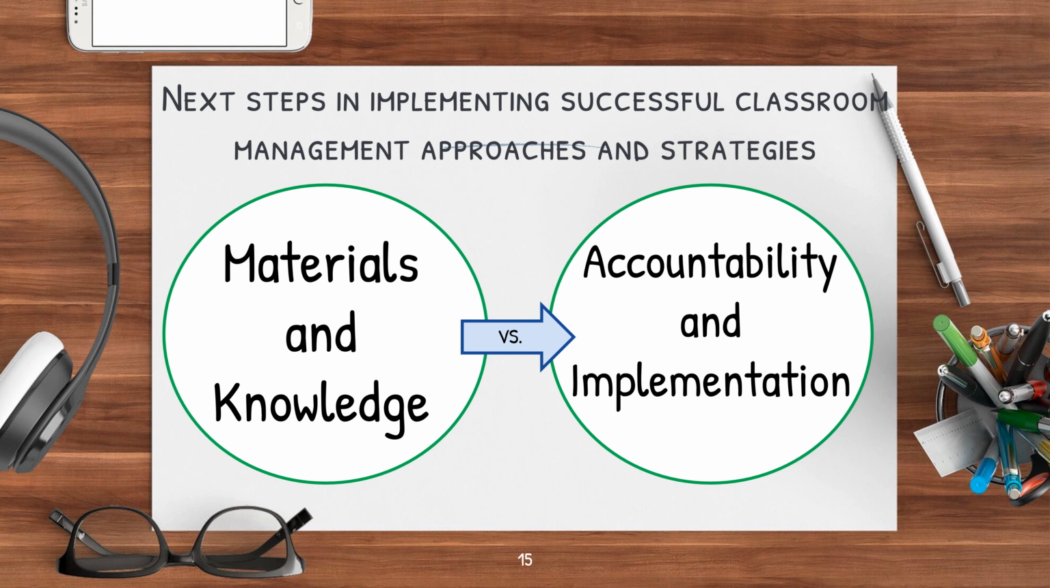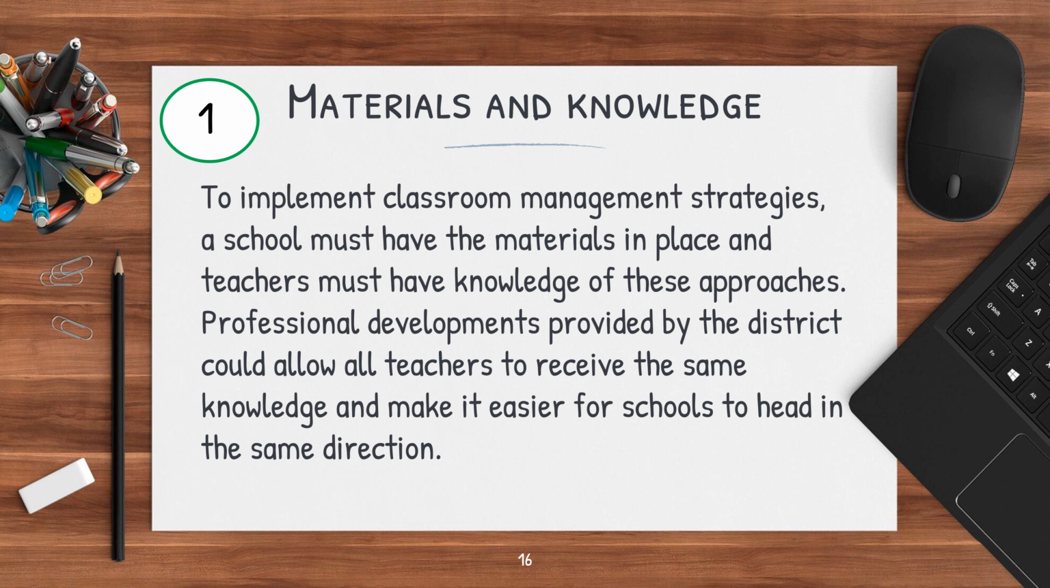The next steps for implementing successful classroom management approaches and strategies are these two things: materials and knowledge, and accountability and implementation. As you self-reflected, some things might be things that you can change right away, but some things might be things that you need the entire school to be on the same page. Let's take a few things. Materials and knowledge. To implement classroom management strategies, a school must have the materials in place and teachers must have the knowledge of these approaches. Professional developments provided by the district could allow all teachers to receive the same knowledge and make it easier for schools to head in the same direction.